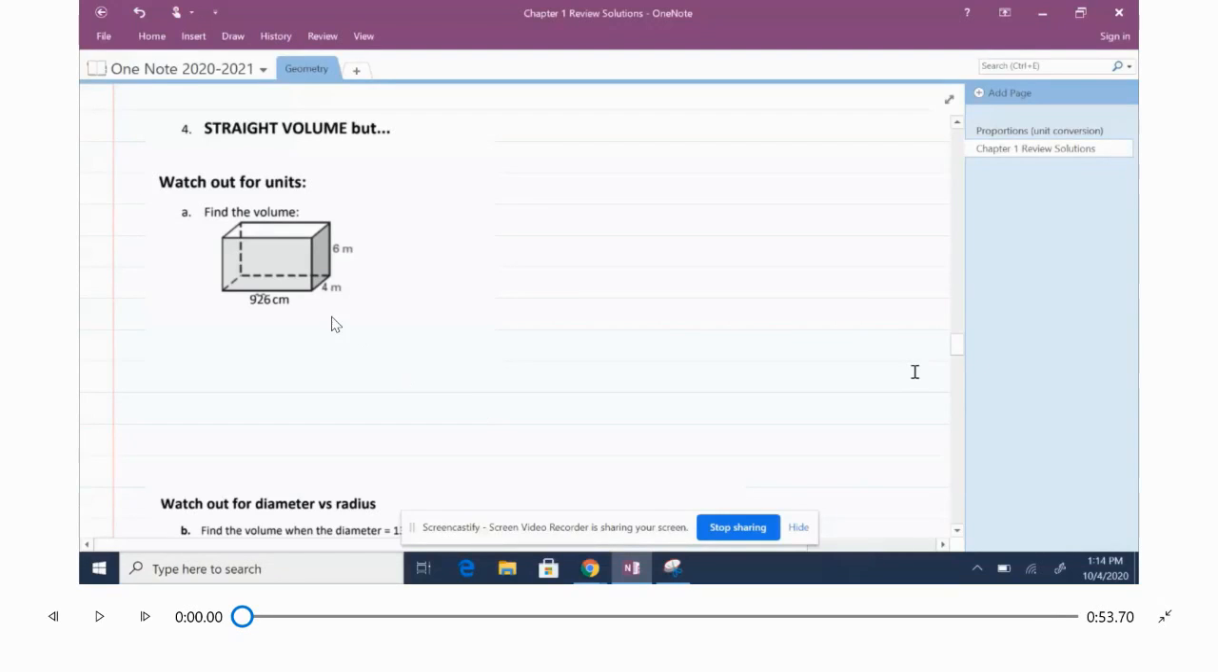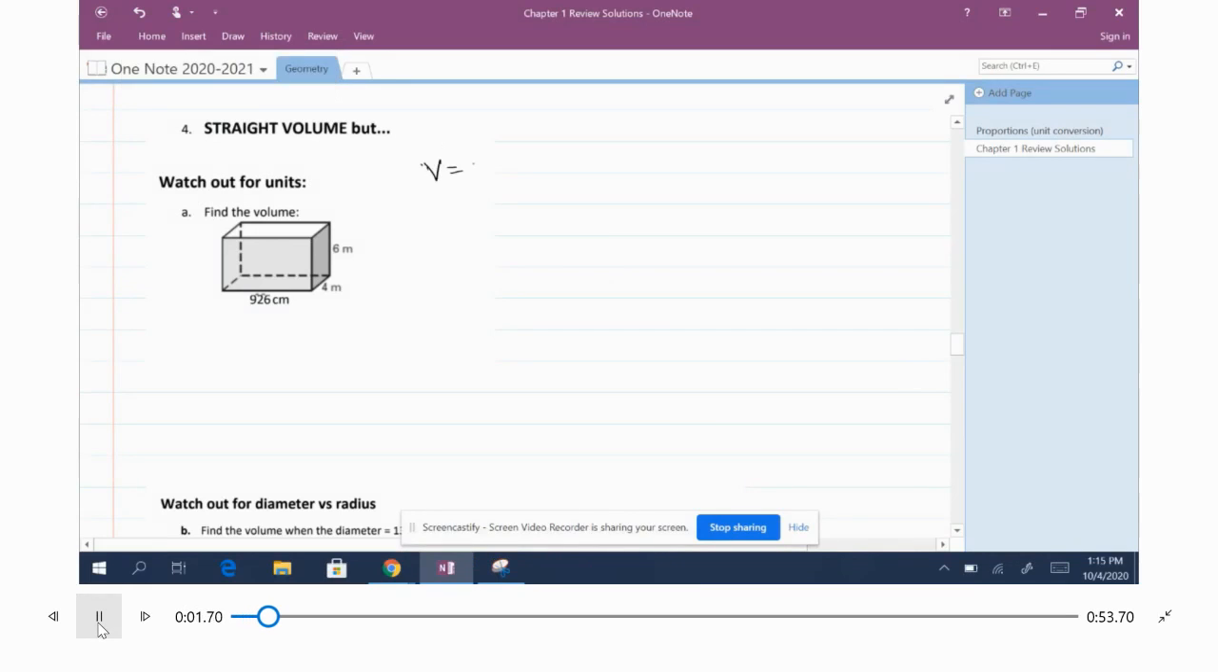Page 3 of our Chapter 1 review packet, we're going to show the calculations for volume. This is a rectangular prism, so length times width times height is fine. The only trick is the 926 is in centimeters. The other units of measure in meters. You've got to make sure they're all the same.